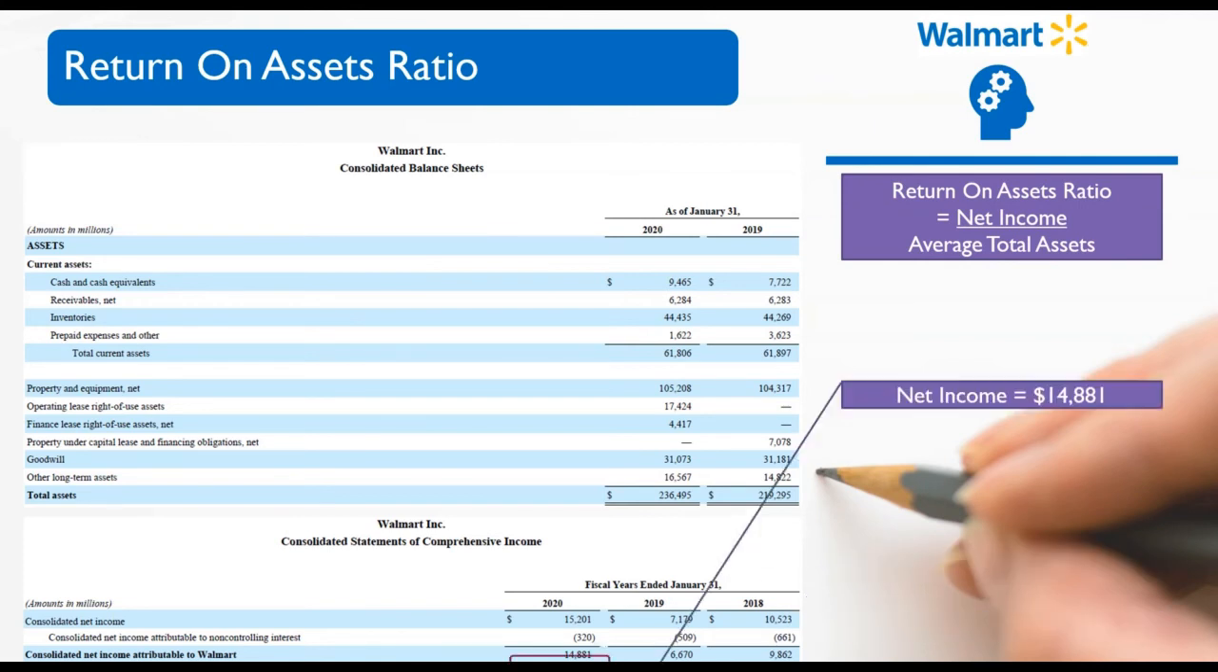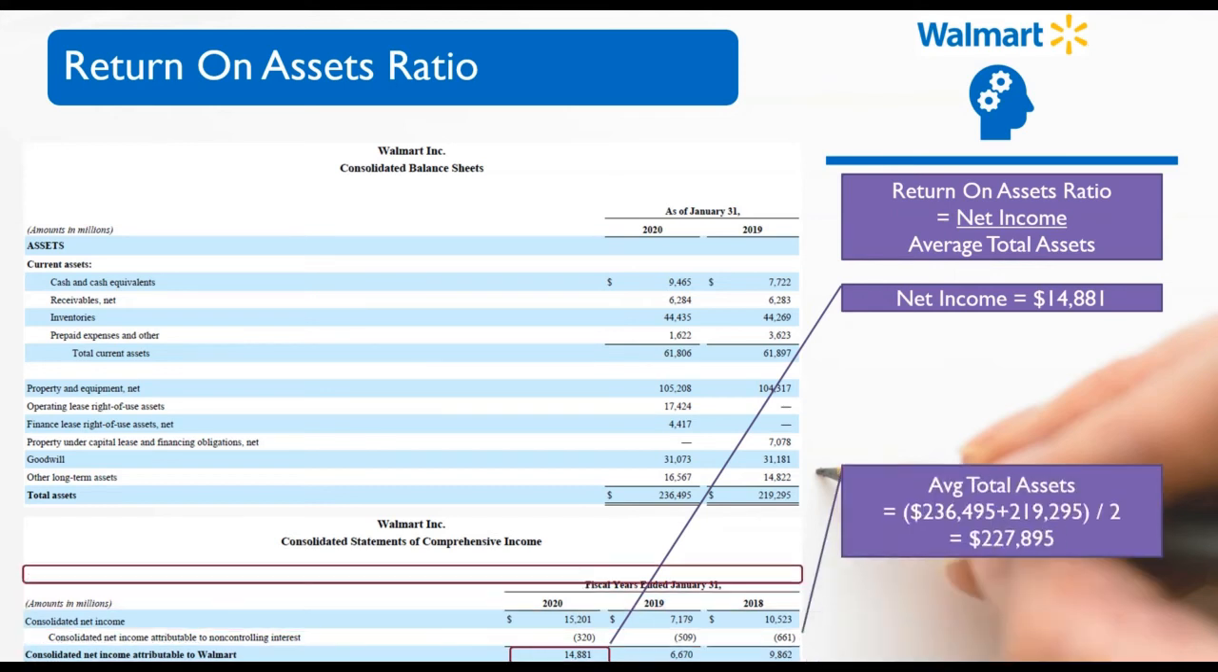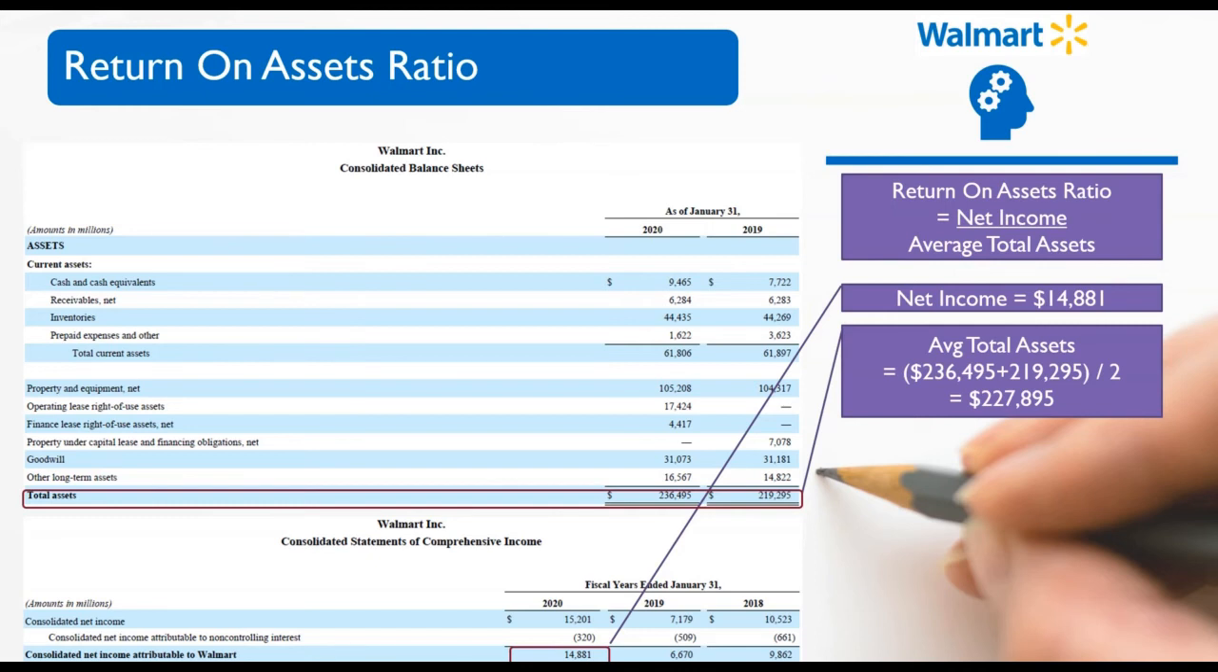First, let's find the net income, which is $14.9 billion. And then we'll calculate the average total assets for Walmart, which is the $236.5 billion from 2020, and then $219.3 billion of total assets from 2019. You take the total of that and you divide it by 2, and we get an average total assets amount for Walmart of $227.9 billion.